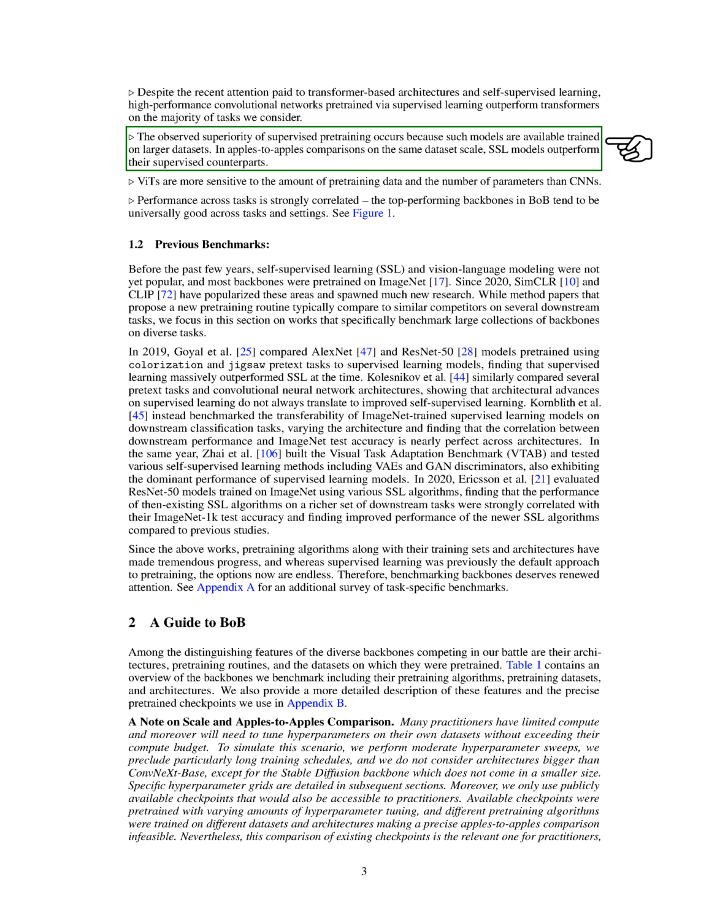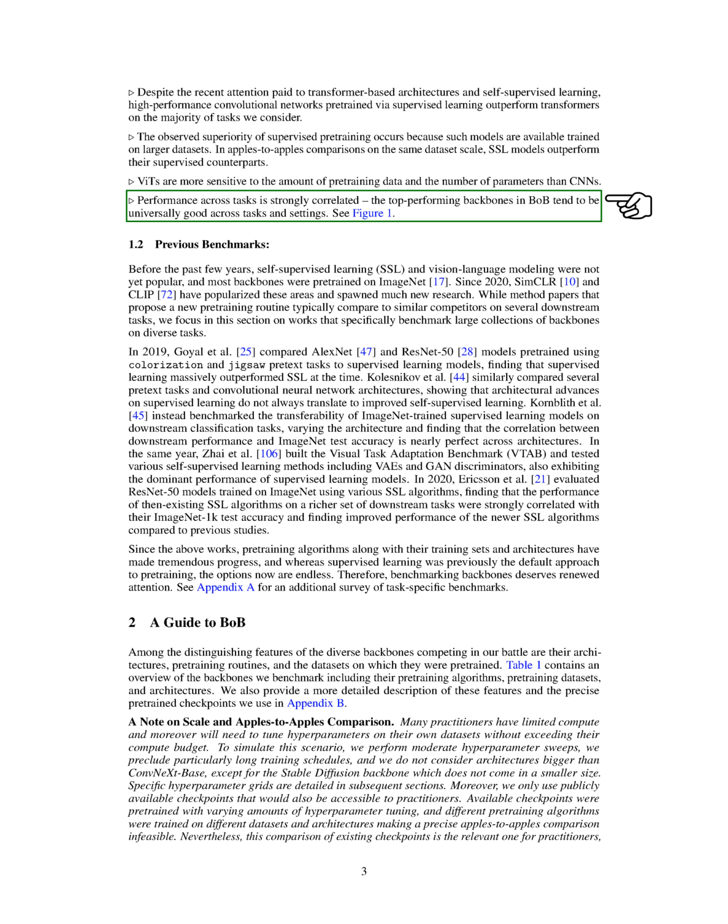The superior performance of supervised pre-training is largely due to the availability of larger training datasets. When comparing models trained on the same scale dataset, self-supervised learning (SSL) models outperformed their supervised counterparts. Vision transformers, ViTs, were found to be more sensitive to the amount of pre-training data and the number of parameters than convolutional neural networks, CNNs. We found a strong correlation between performance across tasks. The top-performing backbones tended to perform well across all tasks and settings.